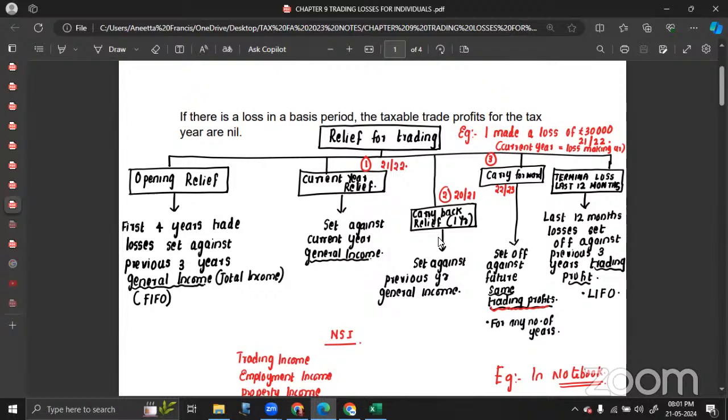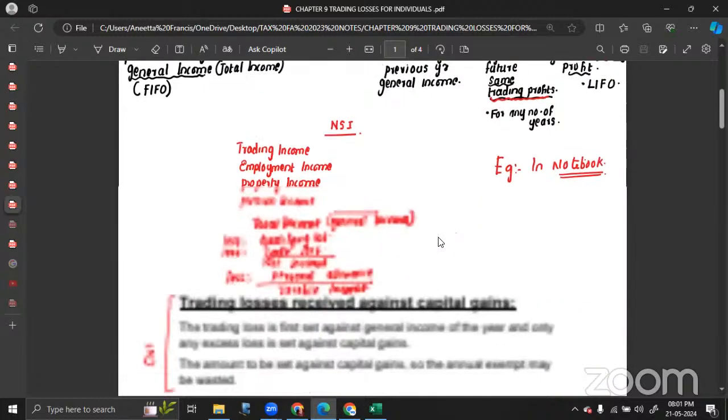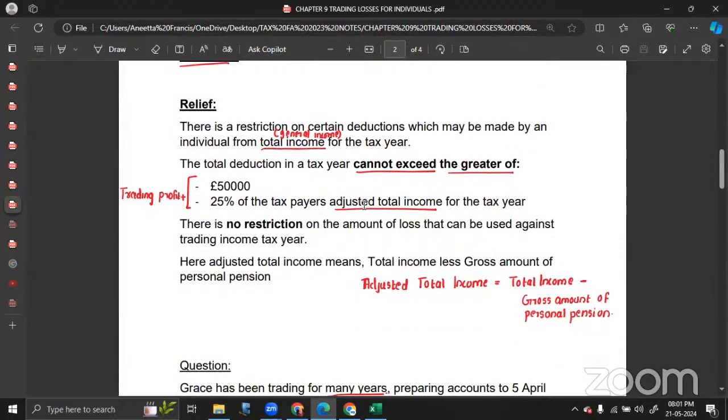Whenever you set off against general income, just keep in mind there is a limit on the maximum amount you can set off, which is the higher of 50,000 and 25% of adjusted total income, which is your total income minus gross amount of PPC.